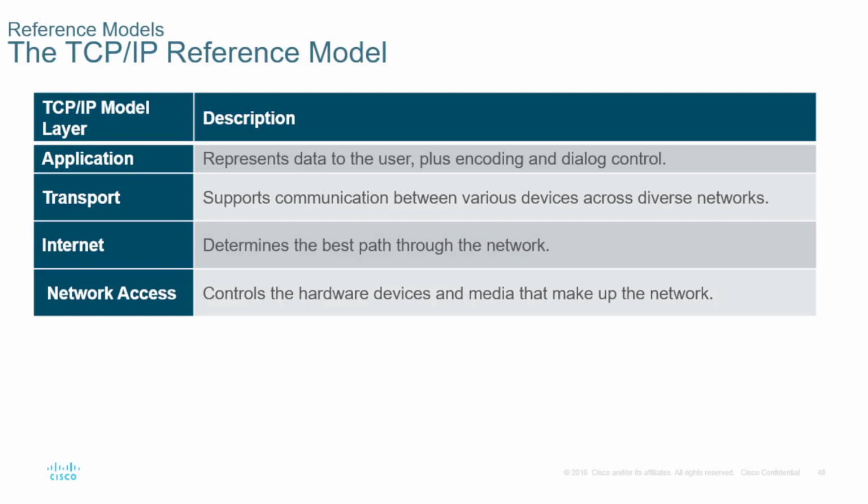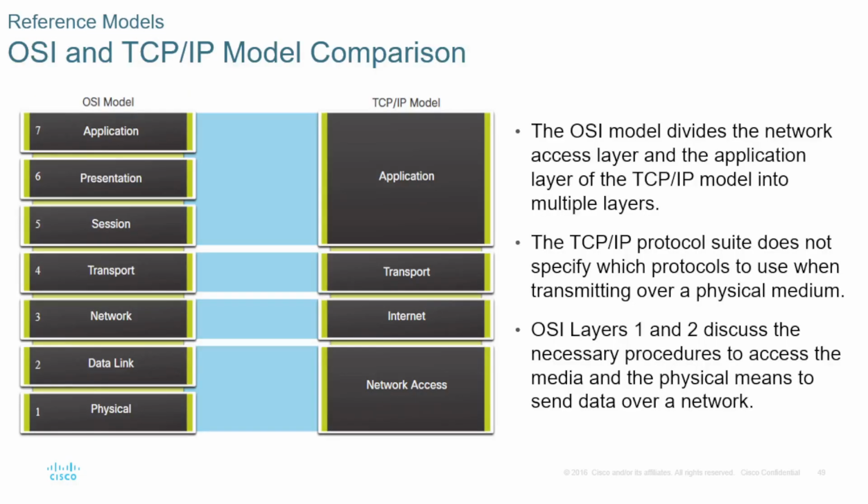A simple mnemonic to remember the layers is "all the Internet needs." This model provides a practical framework for understanding real-world networking and how the Internet operates today. While both the OSI and TCP/IP models describe network communication, they differ in structure and detail. The OSI model divides the network access and application layers of the TCP/IP model into multiple layers, providing a more detailed framework for understanding each function.